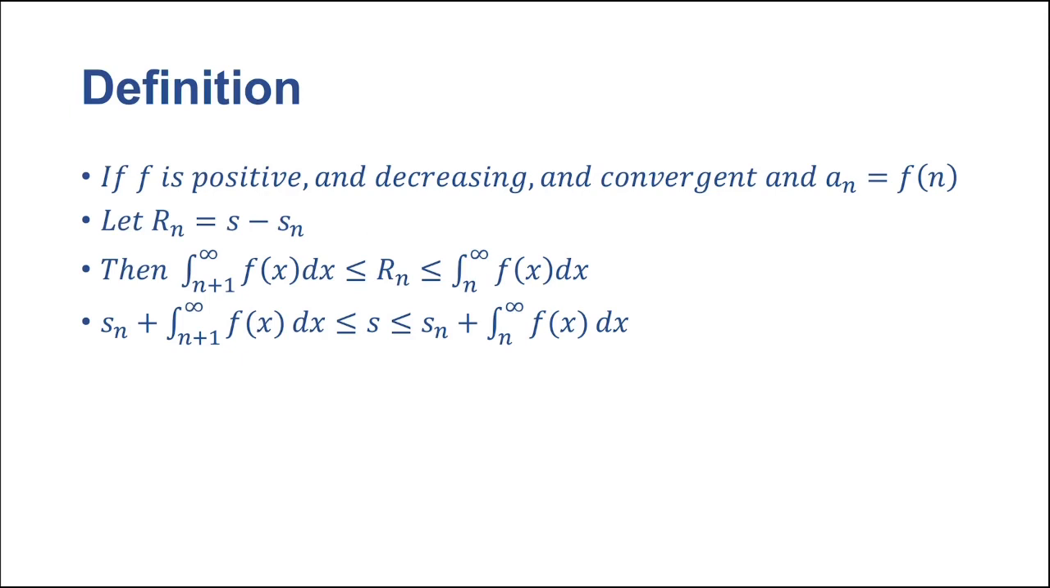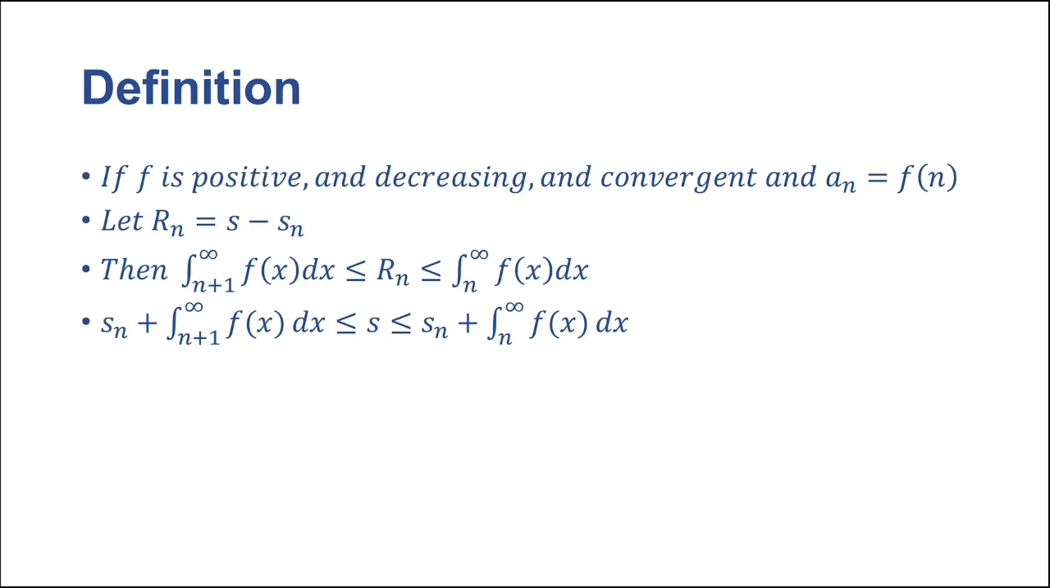So I just threw it all up on the page. Again, we take the same ideas as the integral test: it needs to be positive and decreasing, it needs to be continuous, but it also needs to be convergent. Using this estimation theorem revolves around the fact that you already know it's convergent. Maybe you already used the integral test earlier to make sure that it's convergent. And we also have the correspondence of a sub n to f of n.